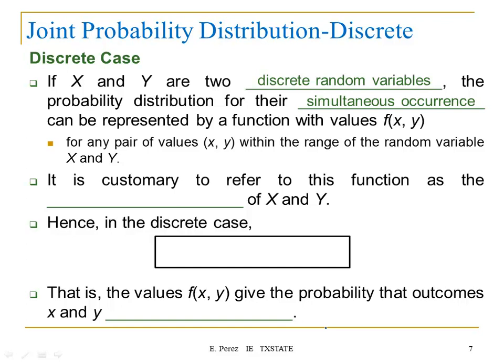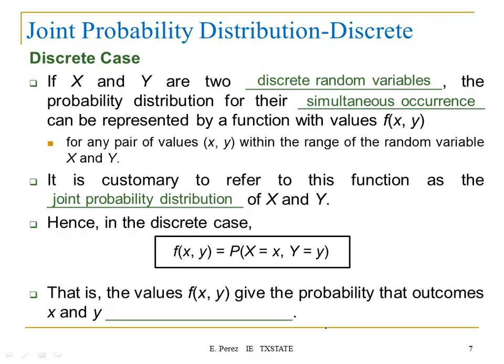Okay, so remember the probability distributions for discrete variables, we represented that as f of x. Now we are looking at 2 variables, so we have a function of 2 variables, x and y, for any pair of values x and y within the range of the random variables. So we're going to have ranges for each variable, and a function defined for those ranges. It is customary to refer to this function as the joint probability distribution of x and y.